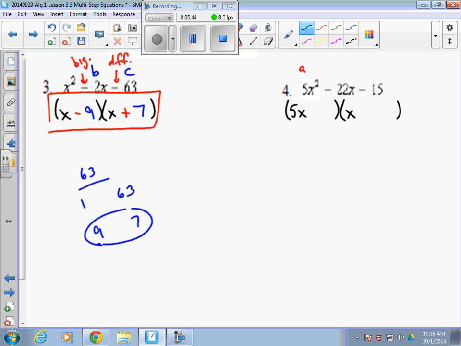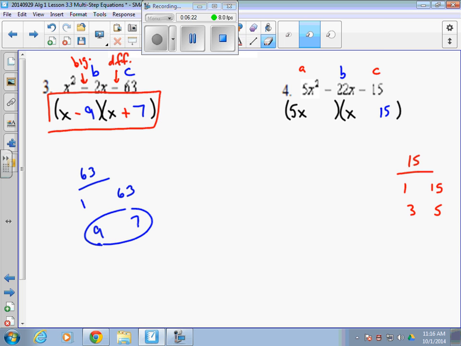Also, for our values of C, there's not a lot of factors of the number 15. We got 1 and 15, and we got 3 and 5. Those are the only ones. So we're going to have to try 2 different versions of each of those. Again, when you FOIL this, you're trying to get back to your B value, which in this case is negative 22. If we put 15 right here, when we multiply that times 5, we're going to get a number that's way too big to get back to 22. So right away, if we try to use 15 and 1 in that way, it's not going to work.